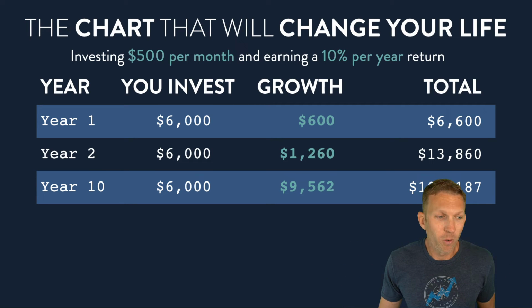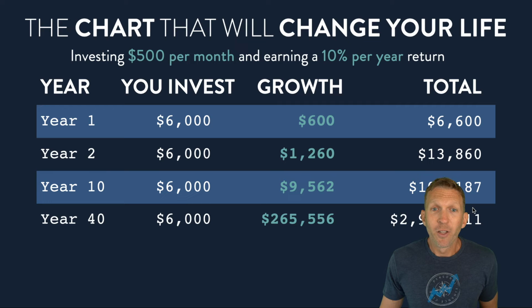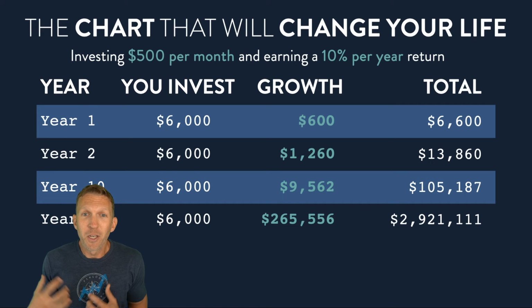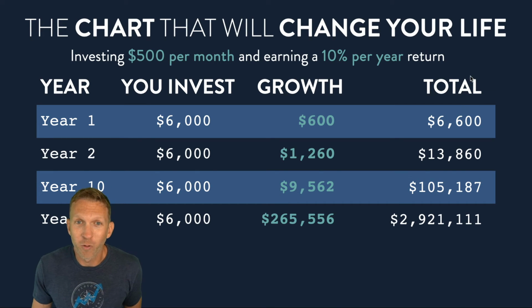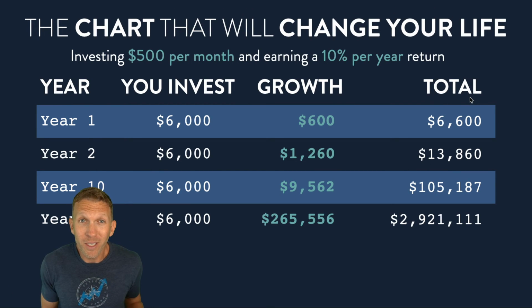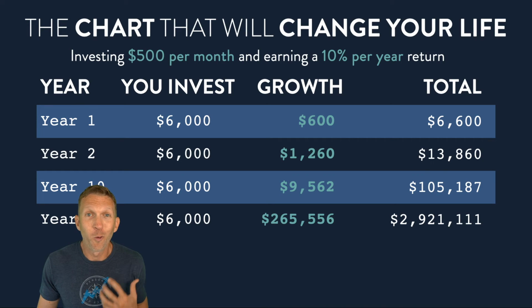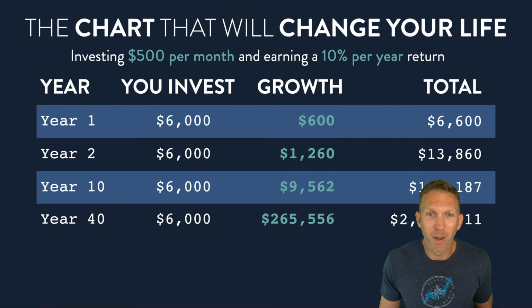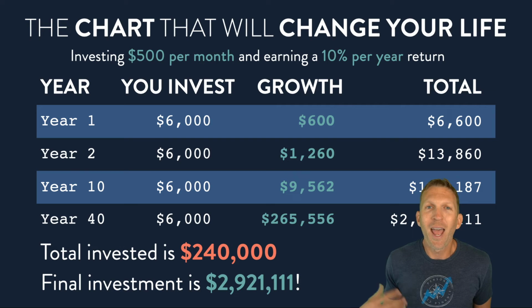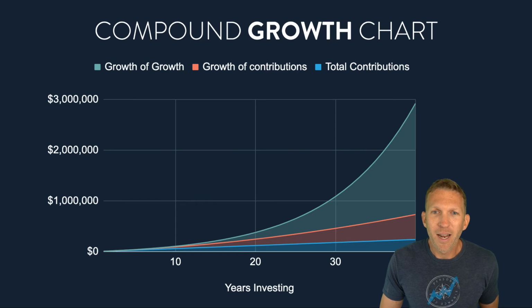But let's fast forward one more time and go to year number 40. Look at that. Now you're getting $265,000 a year. And if I get out of the way, for the total of $2.9 million. Can you imagine? So this would start as just $600 of growth in year number one. In year number 40 is $265,000 per year. How amazing. That is how you retire early, become financially independent. Your total invest is $240,000 and the final investment is $2.9 million, over 10 times more money, more like 12 times. All right, let's look at that as a chart.